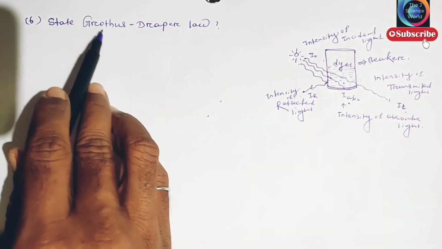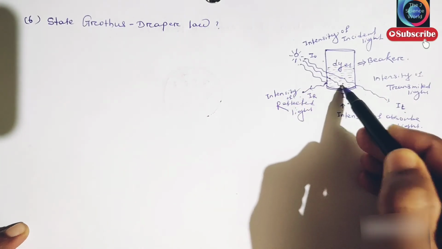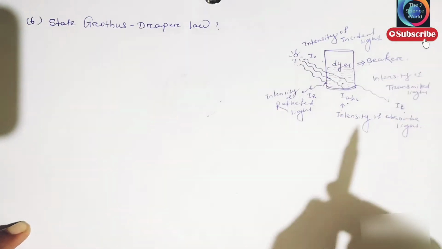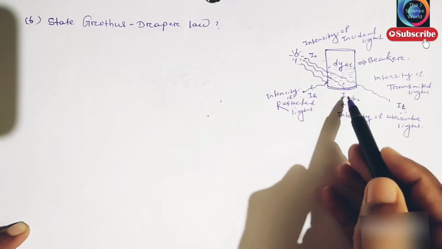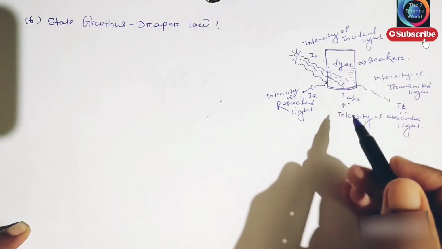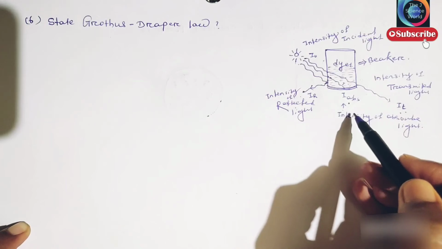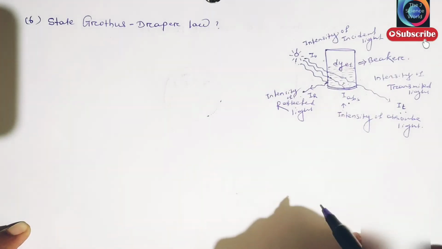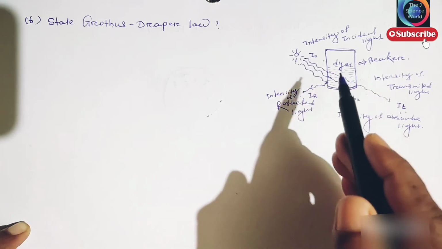This is question number 6: state Grotthus-Draper law. Let's take an example. We take a glass beaker and put some dye inside it. If we shine incident light, we observe three conditions. Some light is transmitted, some light is reflected, and a little amount of light is absorbed by the dye. If the light is absorbed by the system, it produces chemical reactions. But when the light is reflected or transmitted, it does not produce any chemical reaction. This means it is not sufficient to pass light through the substance to bring about a chemical reaction; the light must be absorbed by the system.